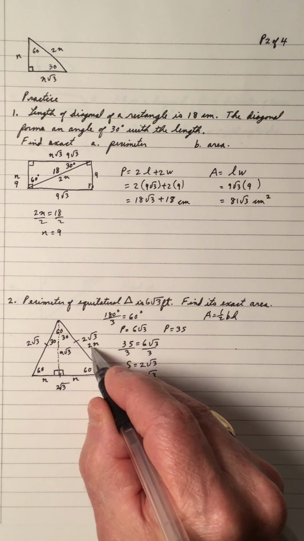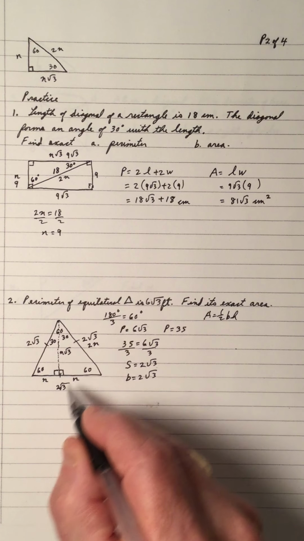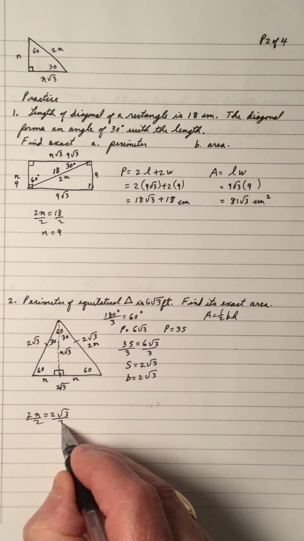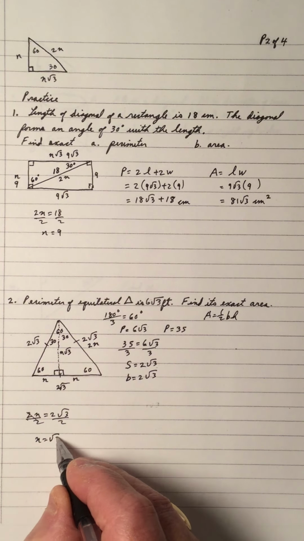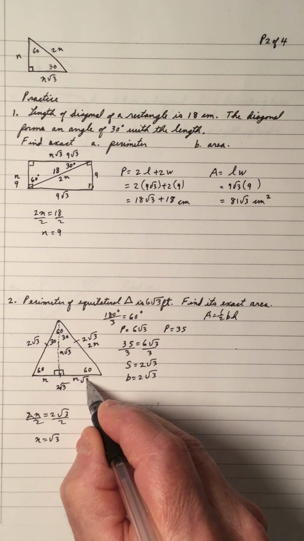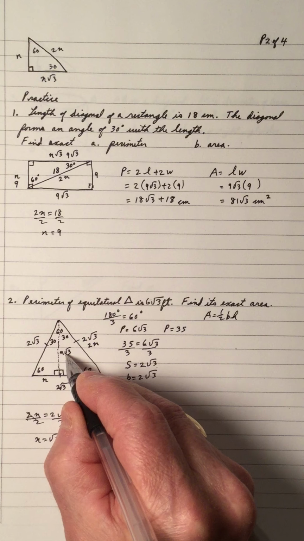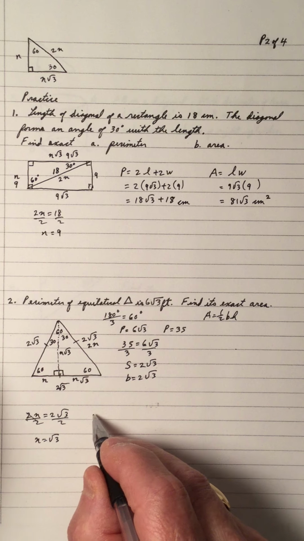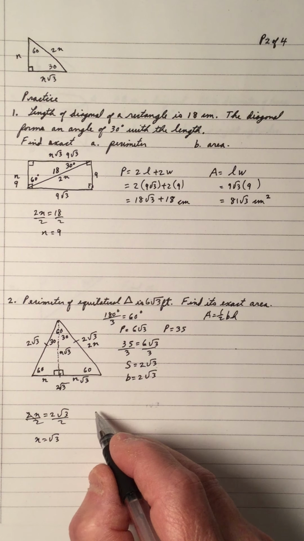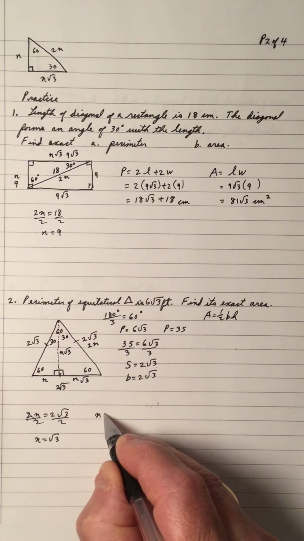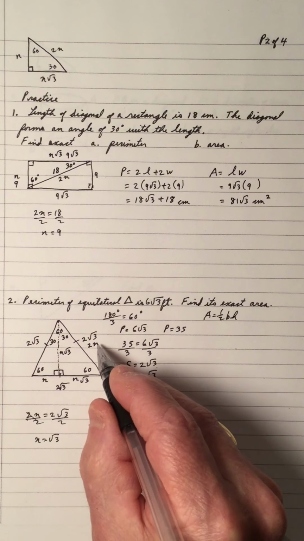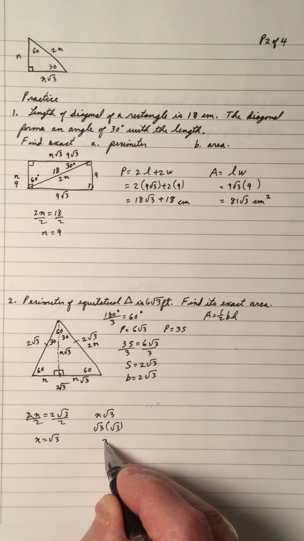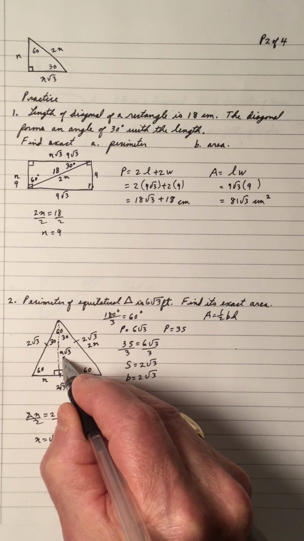So if this side right here is 2N, and that's 2 root 3, so 2N equals 2 root 3. Divide by 2, and N equals root 3. So that's root 3 right there. And this is root 3, so that's an N root 3. So that becomes N root 3, and N is root 3, so root 3 times root 3 gives me a 3. So that means this side here is 3.